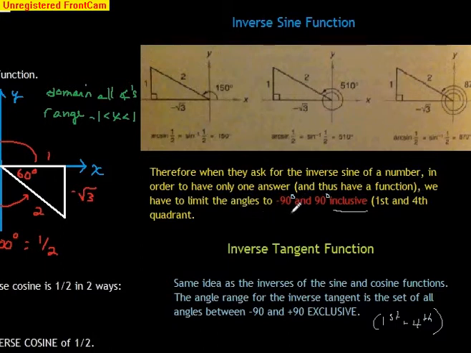Now this one's different. For cosine, it was between this range right here. For the sine, it's going to be this range: angles only in the first and fourth quadrant. And that's inclusive as well.